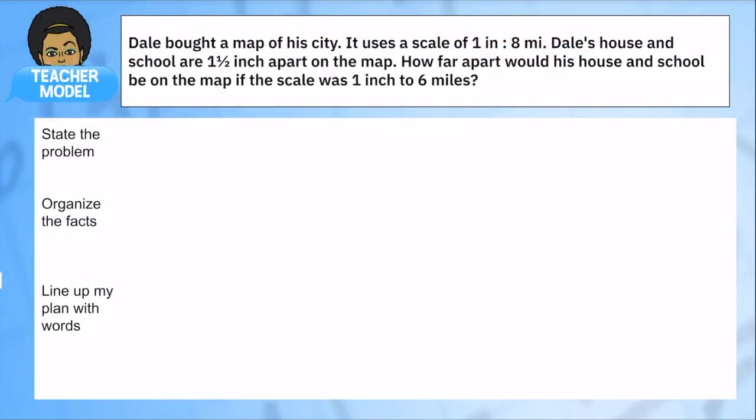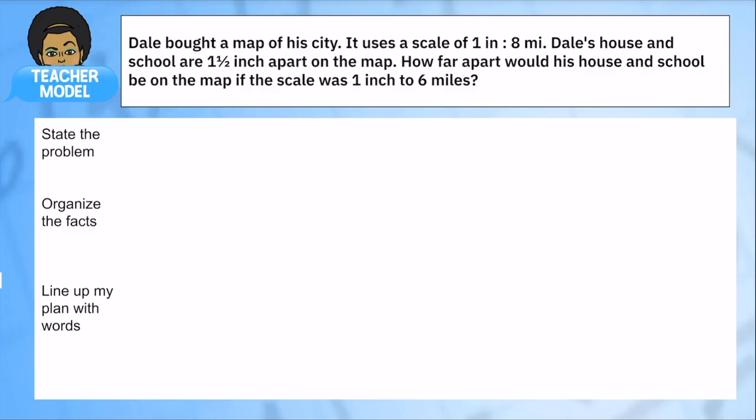Let's look at our second problem, and this one is a little bit more complex than the first one. Dale bought a map of his city. It uses a scale of 1 inch is to 8 miles. Dale's house and school are 1.5 inches apart on the map. How far apart would his house and school be on the map if the scale was 1 inch to 6 miles? So this is what's complex about this.